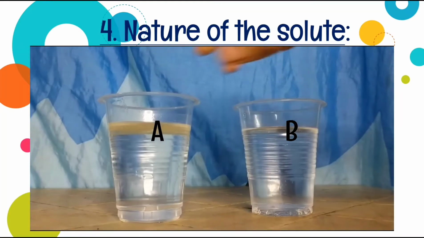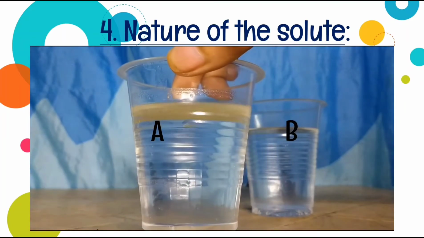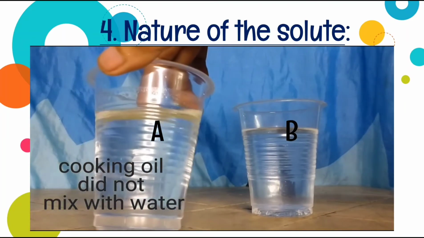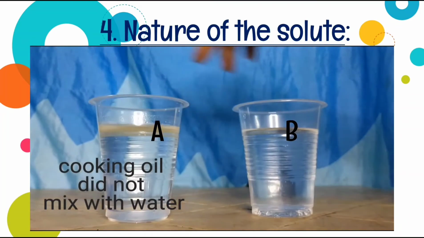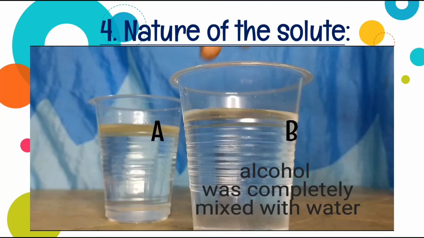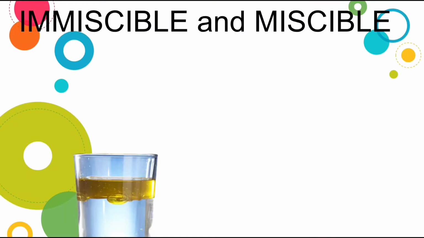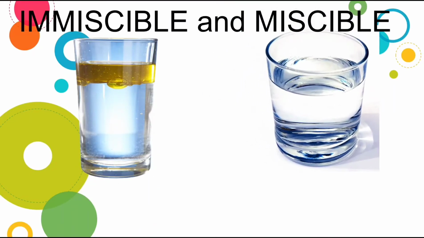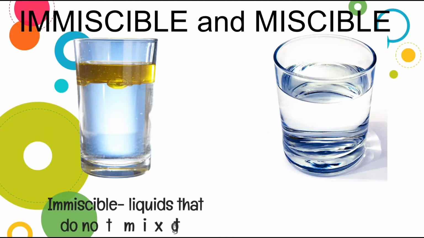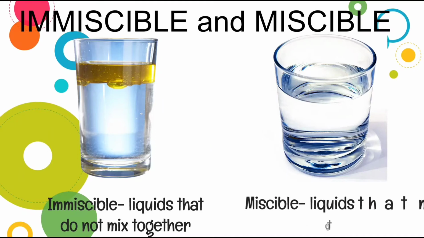From the experiment, we can see that cooking oil was not mixed with water, while alcohol is mixed with water. This is because the two substances have different nature or properties. Oil and water are immiscible with one another. Immiscibles are liquids that do not mix together. Cooking oil is less dense than water. That's why it stays on top of the mixture. On the other hand, alcohol and water are miscible with one another. These are liquids that mix together.